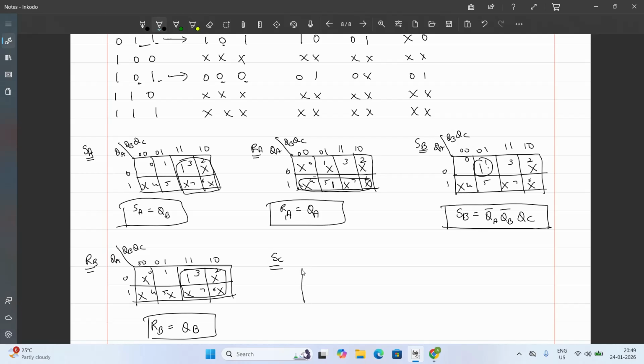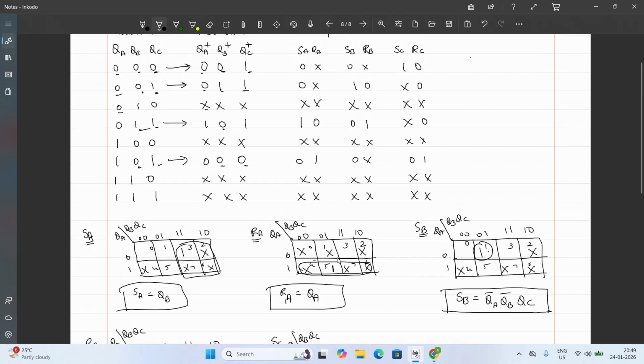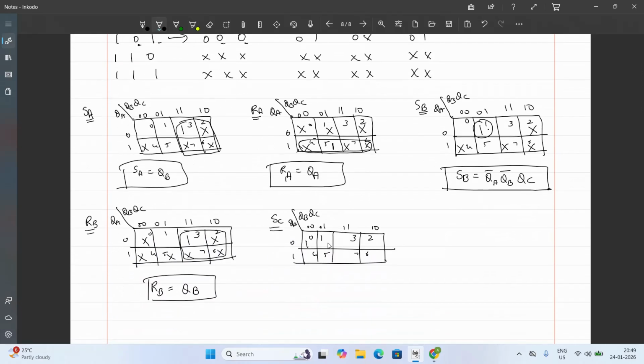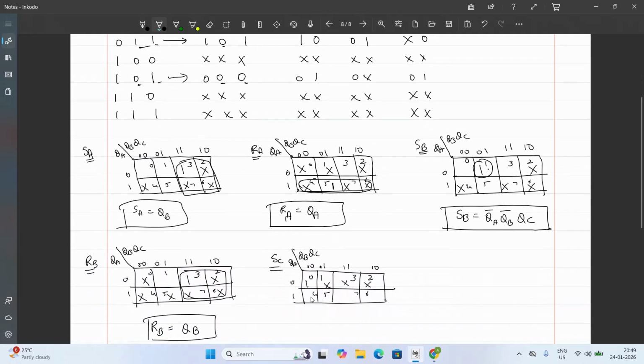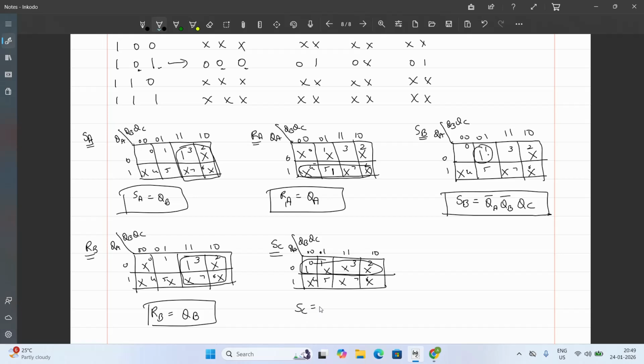You have SC. For SC, you have 1, X, X, X, 1, X, X, X, and 4 is X, 5 is 0, 6 and 7. So you can group this, or you can take the four corners also. So I'll get SC as QA bar.